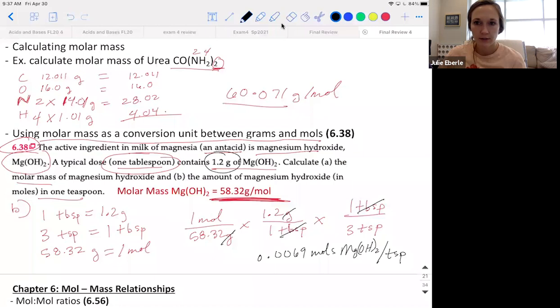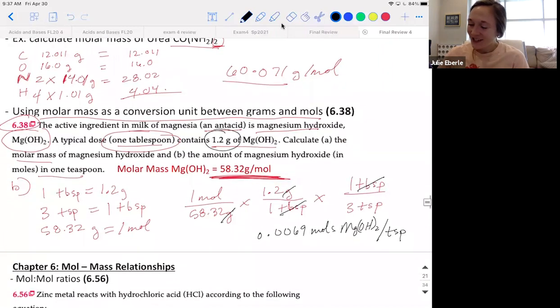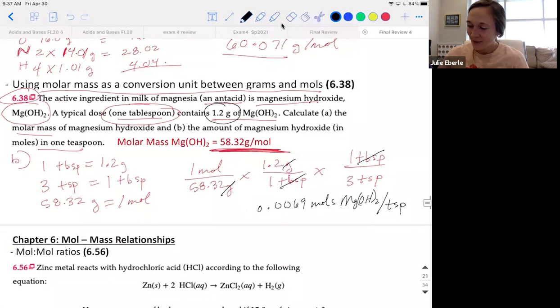Okay, questions there? Would y'all feel confident with something like this on the exam? I've seen different. Okay, it's three steps there, so hopefully not too bad. We've done worse.